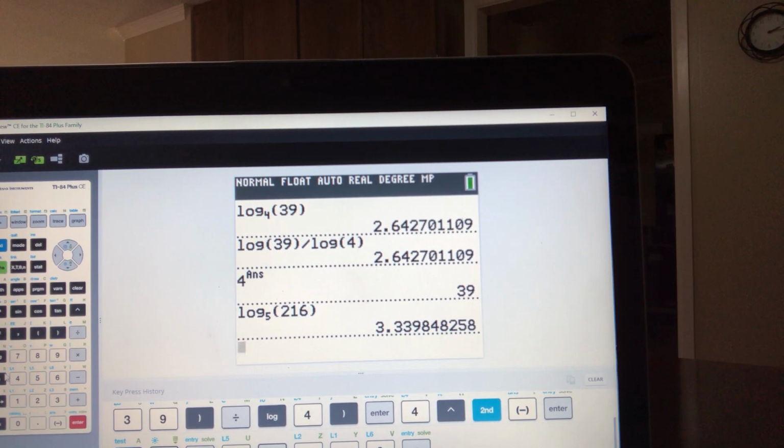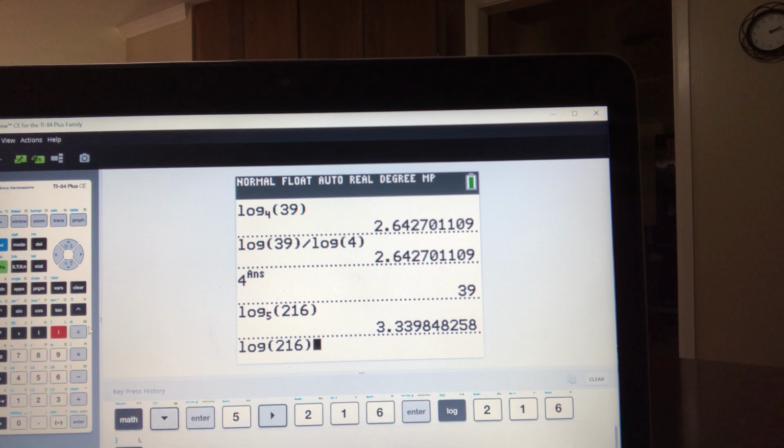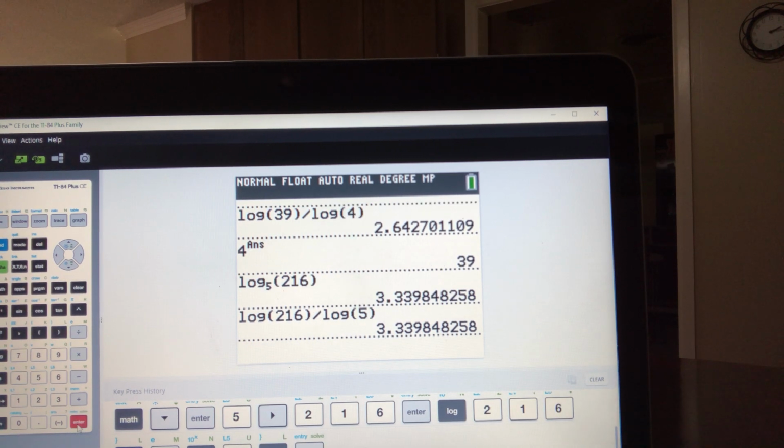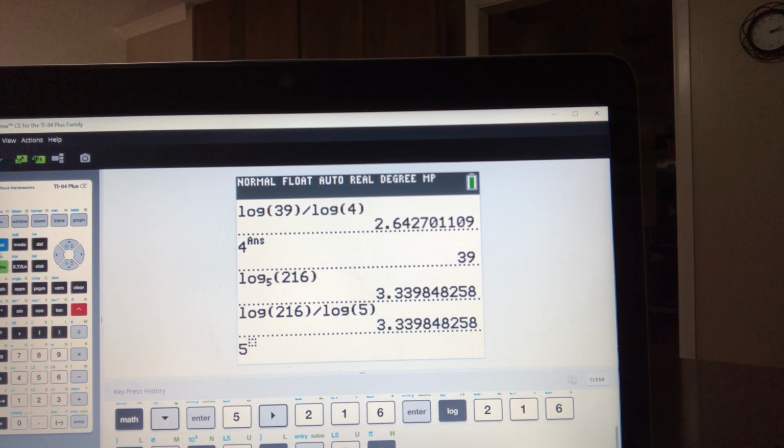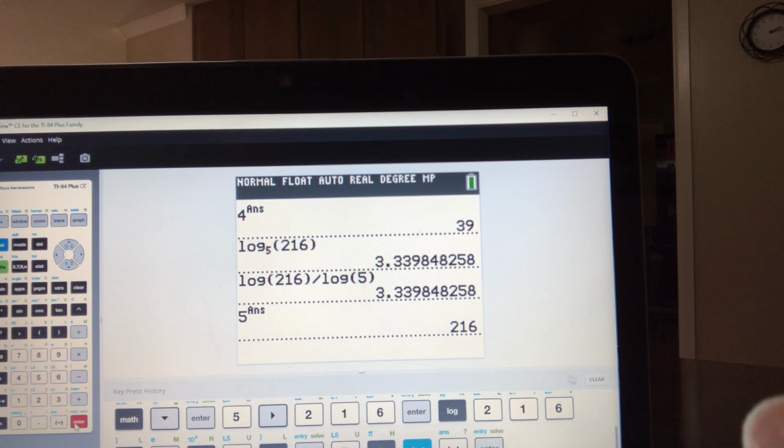Now, if your calculator didn't have that option, you would use the change of base formula, which would look like this: log of 216 divided by log of 5. And then your answer is exactly the same thing. So either way, you'll get the same answer. Be sure you understand this: if you took the number 5, raised it to that number, so use the answer button, you should get the original number, which was 216.